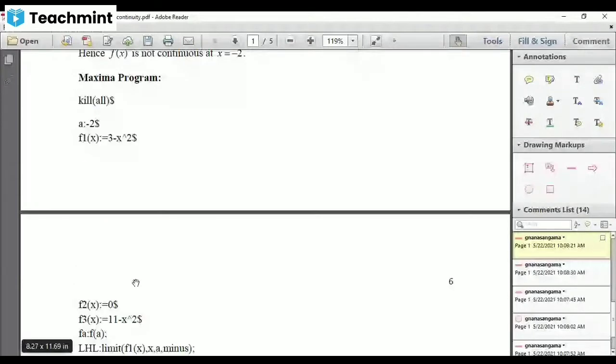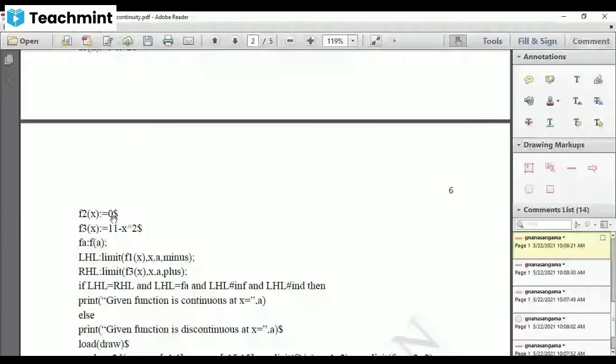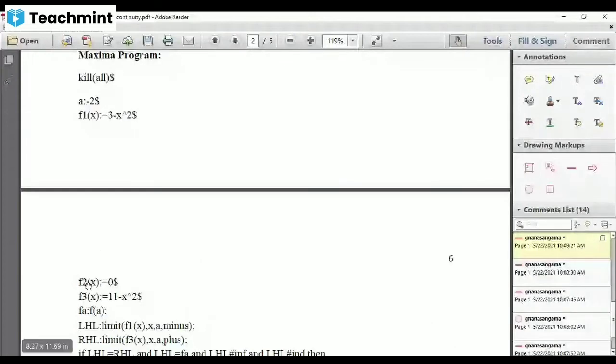Okay. Now, what is your f2 of x? Colon with equal sign, 0. That is your second function. In the third one, f3 of x, colon with equal sign, 11 minus x cap 2 dollar. I don't want to display this, that's why I've written this. So we have defined f1, f2, f3. f1 of x when x is less than -2, f2 of x when x equals -2, f3 of x when x is greater than -2. Right? We have assigned the variable a and the functions.